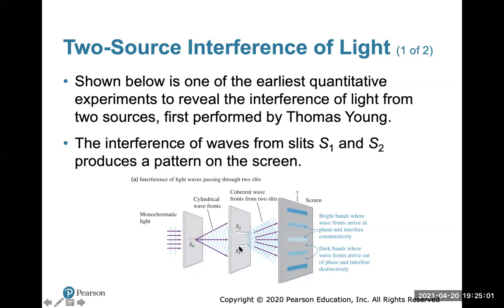Or maybe if I knew that, I could use the interference pattern that's created to measure the wavelength of the light emitted by a particular source. I don't know, I'm spitballing.